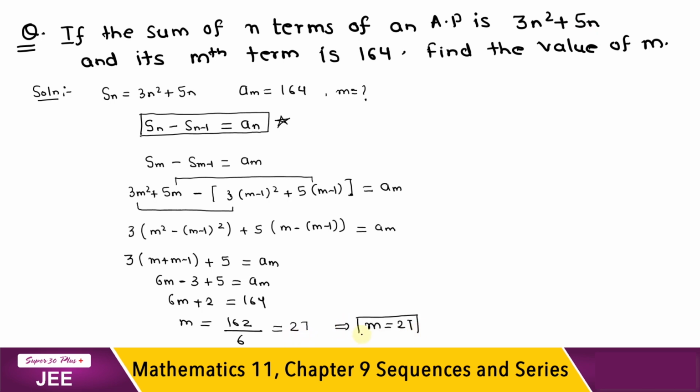I have made you do this question just to make you realize the importance of this particular formula: whenever you have to come to the nth term or general term of any sequence, be it any sequence, you can use Sn minus Sn minus 1 equals An, provided that Sn has been given in terms of n.